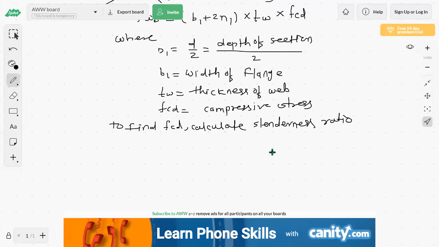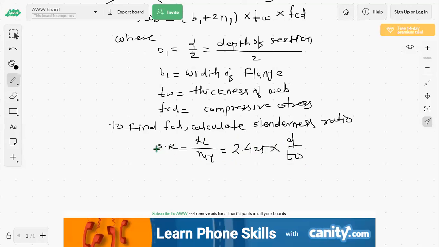So how to calculate slenderness ratio? Slenderness ratio R is equal to KL divided by RYY. And there is one more formula for the beam: 2.425 into D divided by TW. By using this formula we can calculate the slenderness ratio.